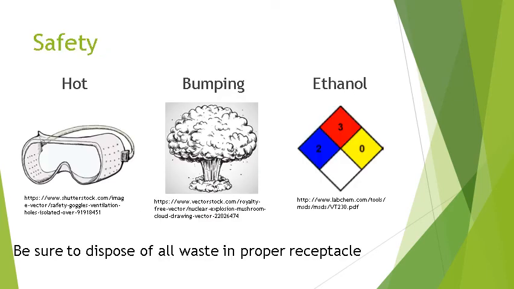Proper PPE of goggles, a lab coat, and gloves are required for this lab. The heater and coils are a burn safety hazard. Bumping is also a safety hazard. This is when a system superheats and a large vapor bubble is rapidly released from the system. This can cause the equipment to explode and liquid to be released.